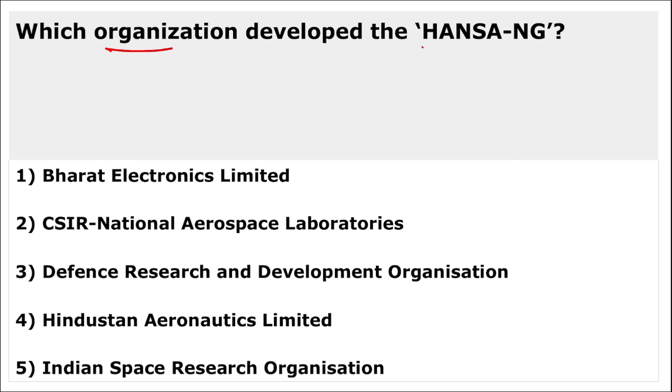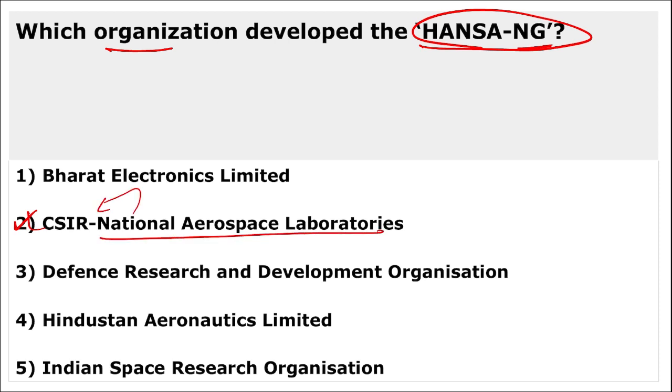Next, which organization developed Hansa NG? New generation of Hansa, that is India's first indigenous flying trainer that was named Hansa, and NG stands for new generation of Hansa. It is asked which organization developed this Hansa NG. It was developed by CSIR, National Aerospace Laboratories. Alright, this NAL is part of CSIR. What is CSIR? CSIR stands for Council of Scientific and Industrial Research.